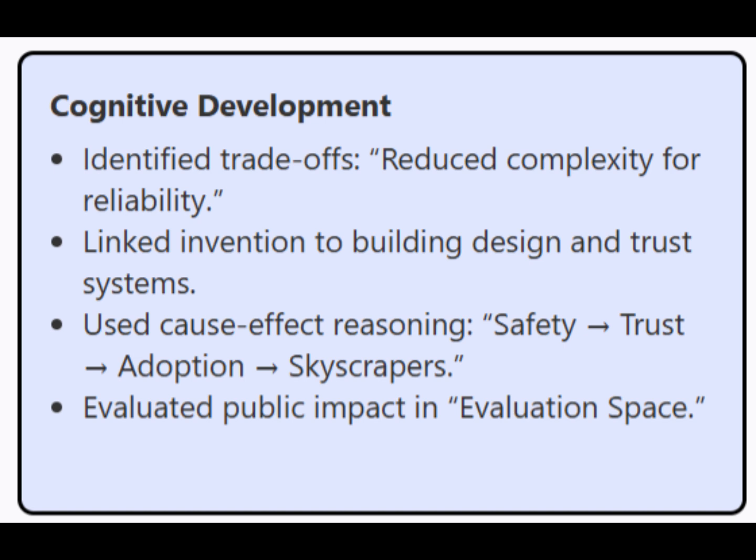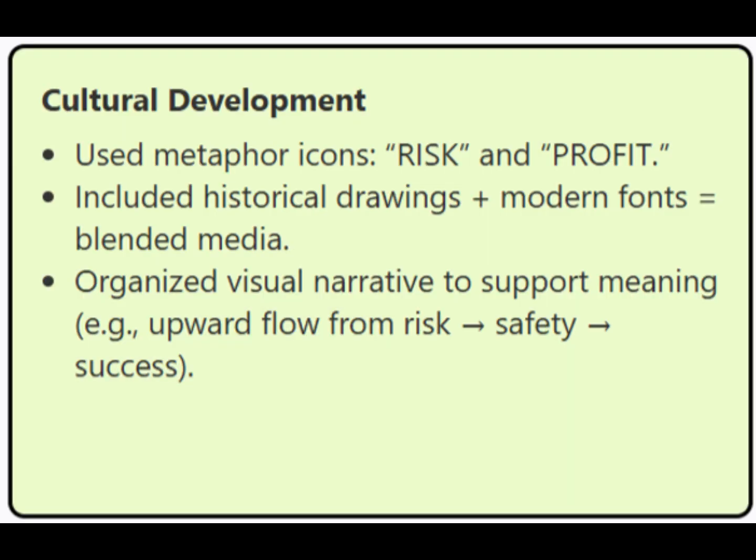Okay, moving on to cognitive development. This sounds like higher level thinking. Absolutely. This is where the grid looks for evidence of things like identifying trade-offs, the pros and cons. Okay. Linking the invention to bigger systems, like how safety features might lead to trust, which allowed for wider adoption, maybe even enabling things like skyscrapers eventually. Yeah. Or that kind of cause and effect chain. Wow, that's detailed. Yeah, and evaluating the public impact. So really digging into the deeper thinking demonstrated. And again, that fits the asset-based idea perfectly, spotting and valuing these complex thinking skills when they appear.